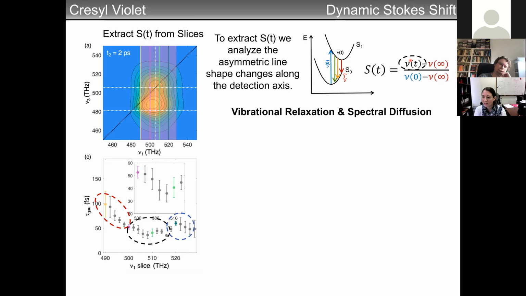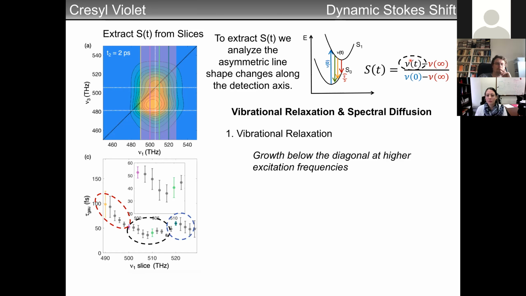All right, so there's two processes that we were considering. One's vibrational relaxation and one's spectral diffusion. So for vibrational relaxation, right, we don't resolve all the different vibrational peaks here, but we know they're here. We can see the oscillations, right? So there's vibrational relaxation, and that would lead to a growth here below the diagonal at these higher frequencies. So vibrational relaxation, which I'm indicating as the number 1 here, could contribute to these time constants.